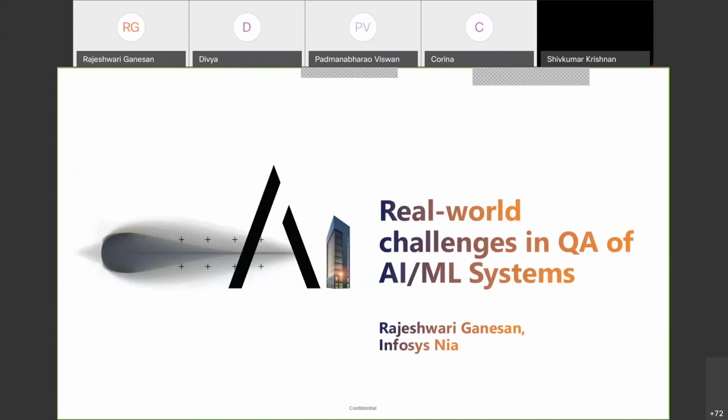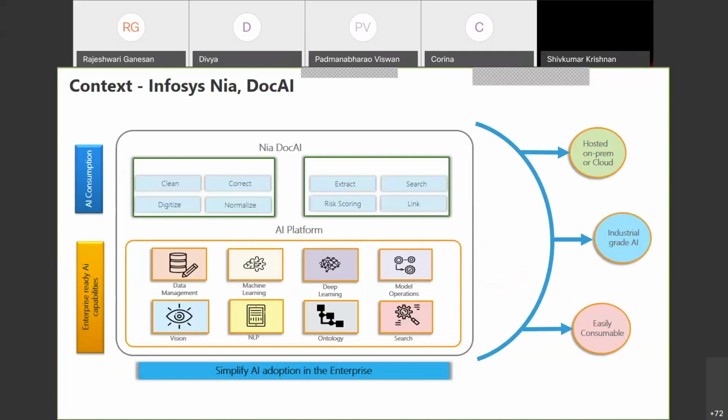In my part of the session, I will move to talking about some real world challenges in building and testing of AI and machine learning systems. I represent a team with Infosys, which is a platforms and product team. It's called the Infosys NIA. In Swahili, NIA means purposeful. So it's a purposeful AI platform.